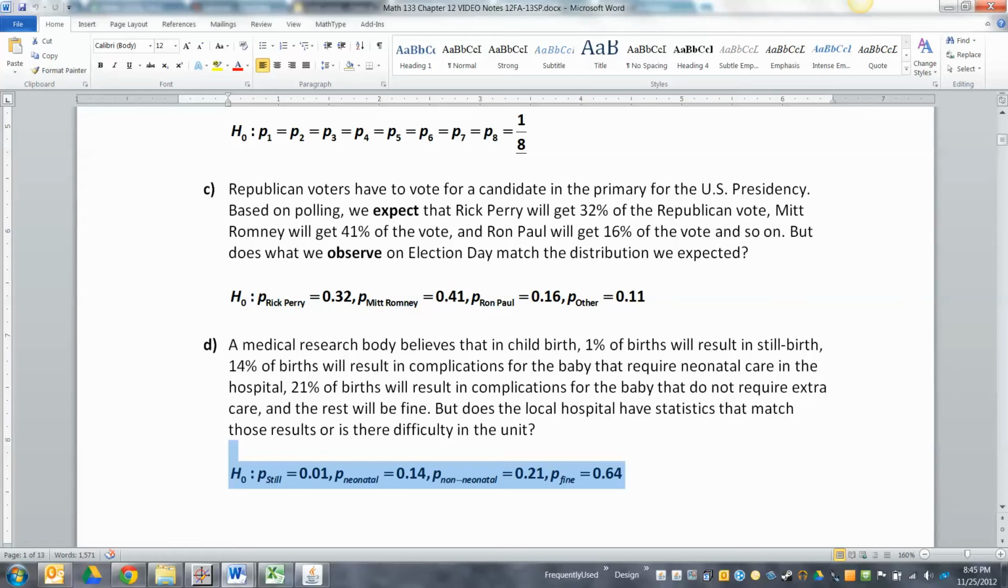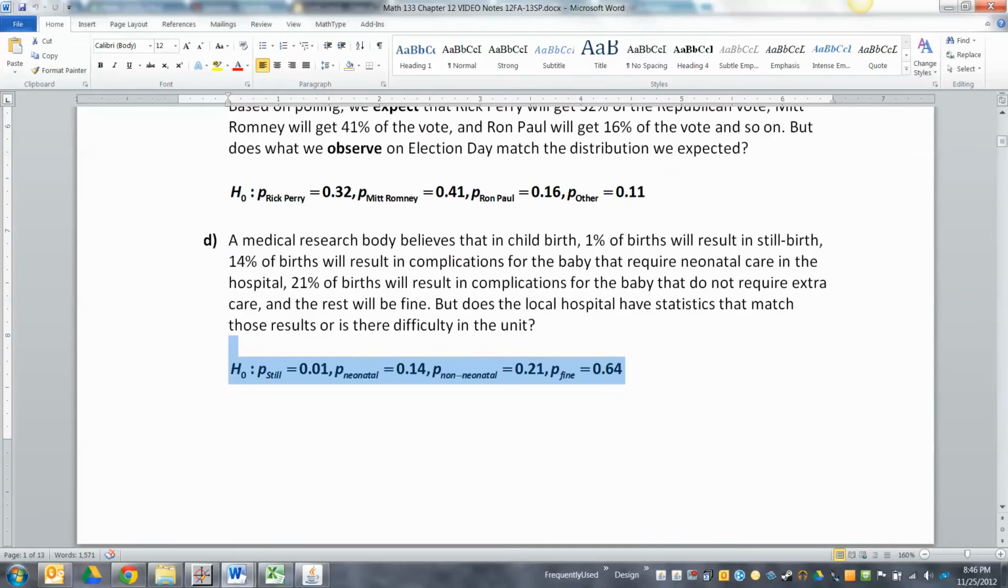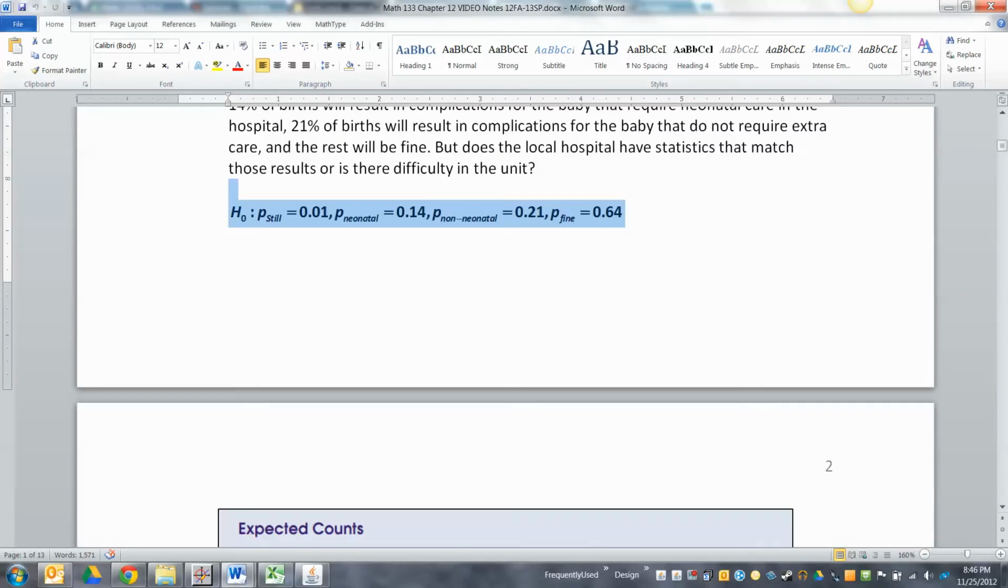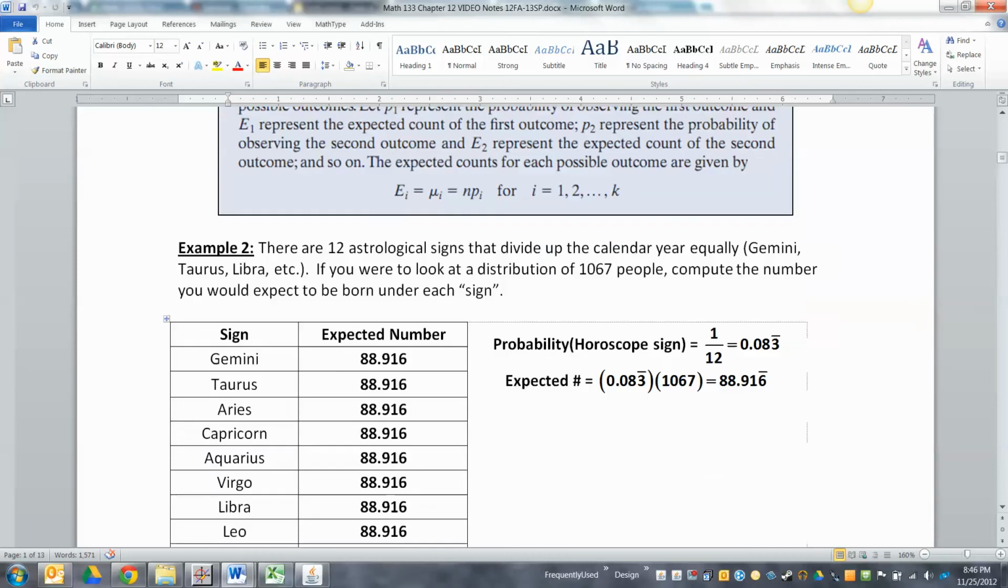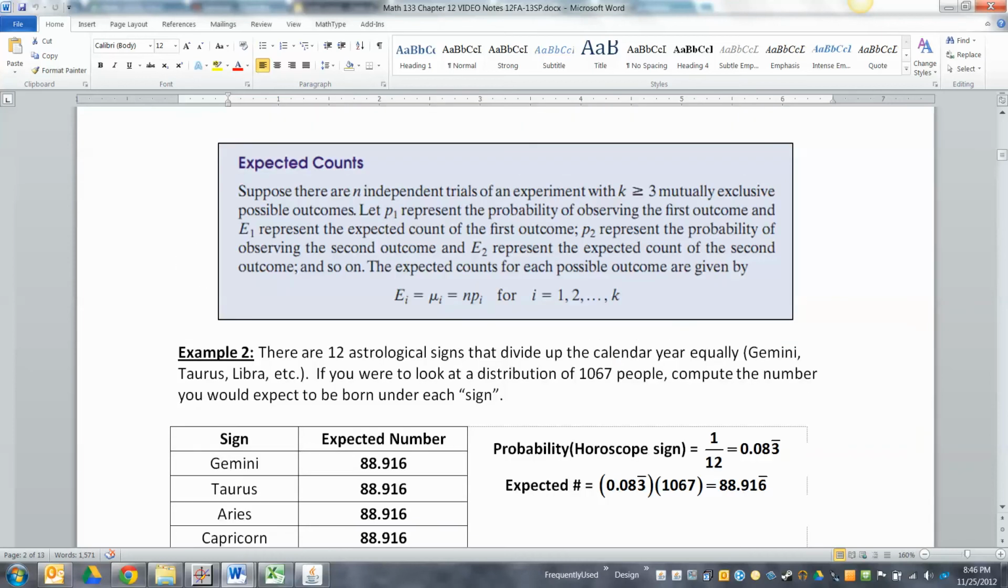But now for chapter 12, it's really talking about a whole bunch of proportions all at the same time, which we've never had before in our null hypothesis. But we have it now in chapter 12. You'd think it makes chapter 12 harder, but not really. It's more of the same. You'll see. All right, now before we can get into it, we have to know how to find expected counts, because what you're trying to do is compare what really happens with what you expected to have happen.